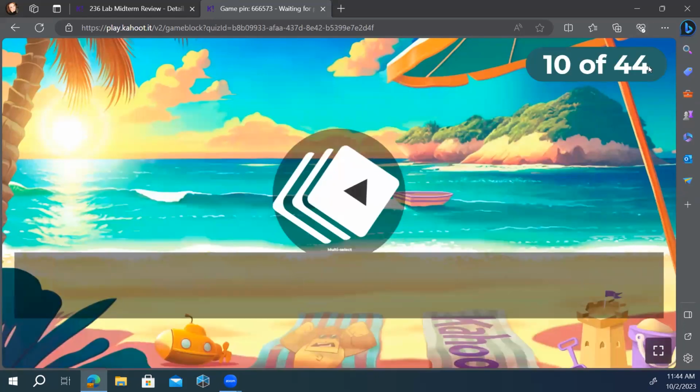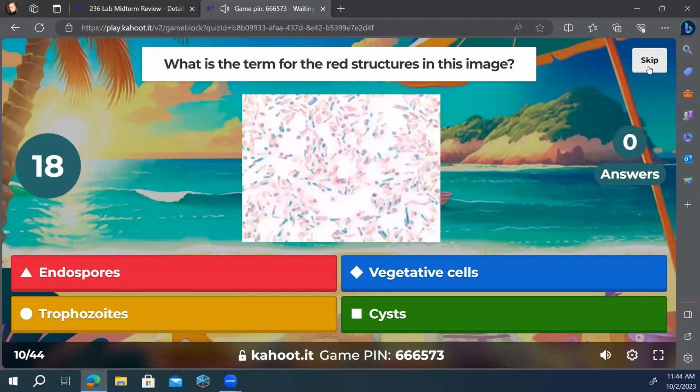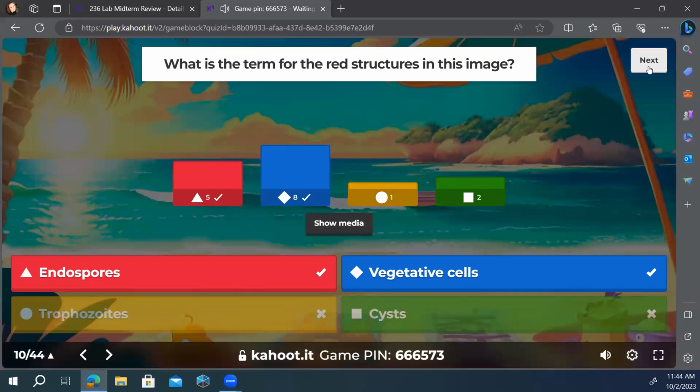Watch it be the next question. All right, what is the term for the red structures in this image? I did say it. Let's see if you're listening. Yeah, so that's going to be vegetative cells. The cells around the endospores are called vegetative cells.